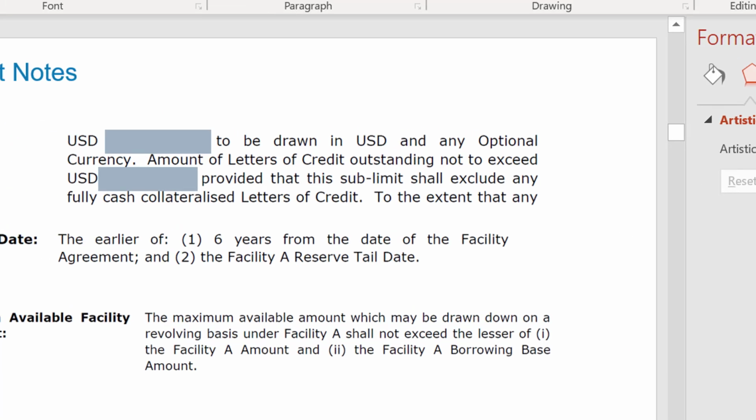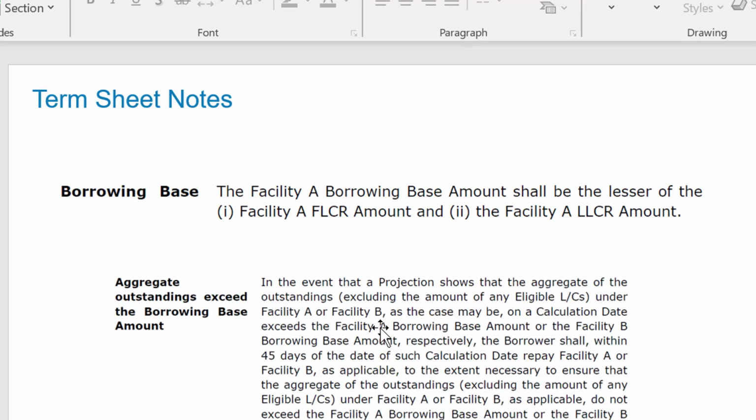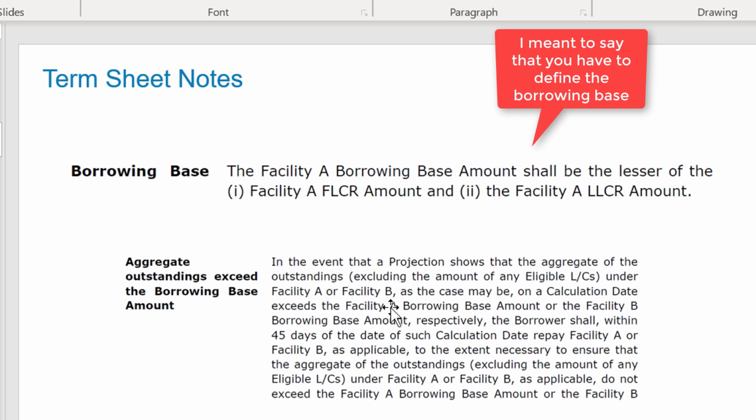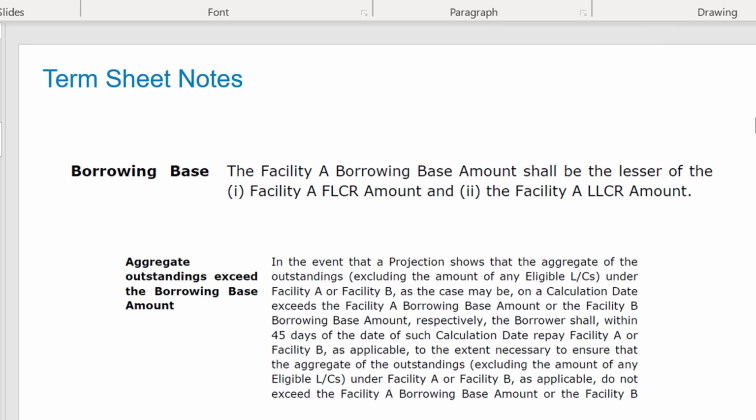Okay, that's not so hard really, is it? And then you have to define the reserves, and the reserves are defined by something called an FLCR amount or an LLCR amount. Now, I haven't done this enough in videos, but when I have a discussion about this, it says down here you can never exceed the borrowing base.